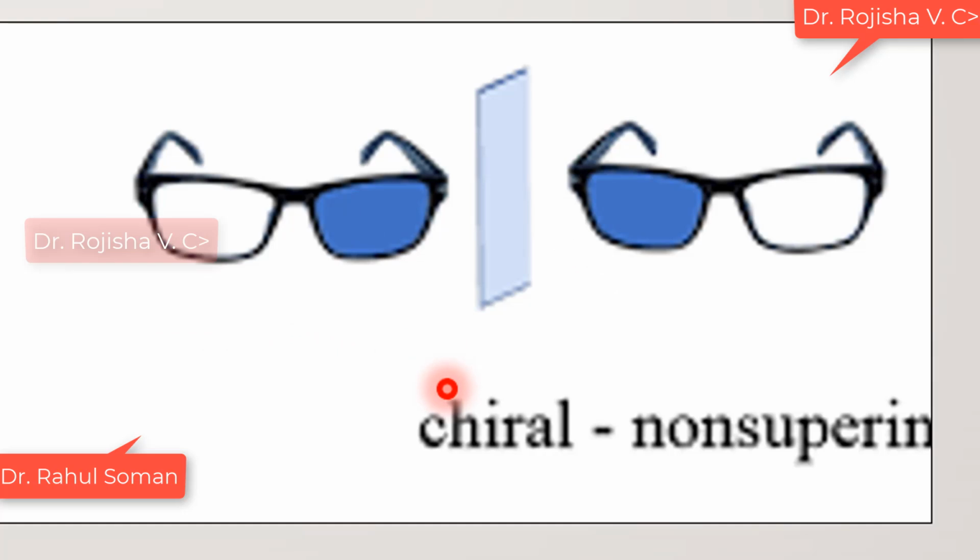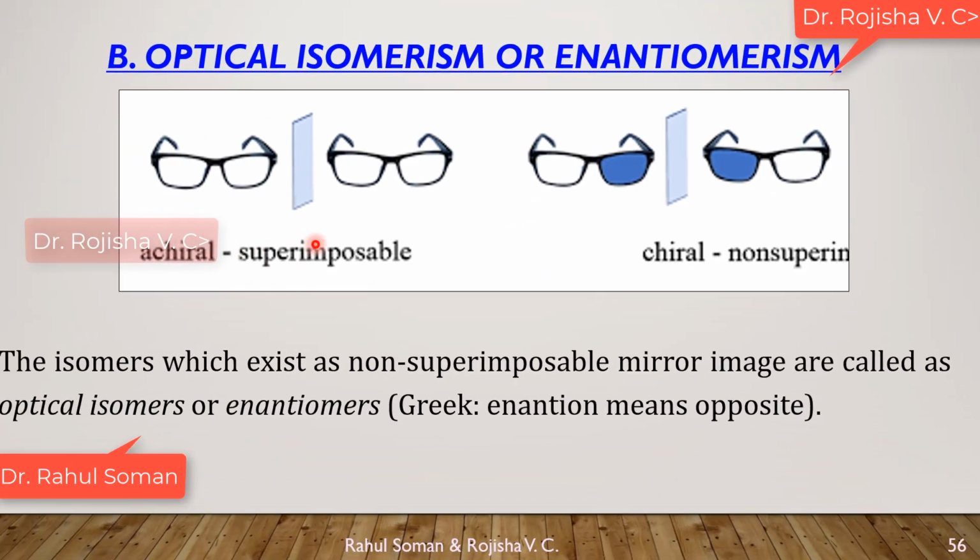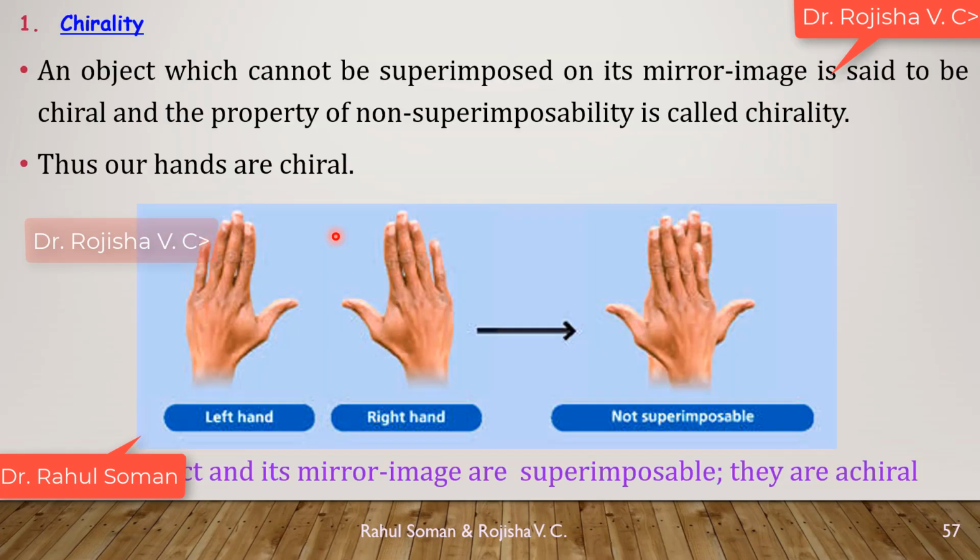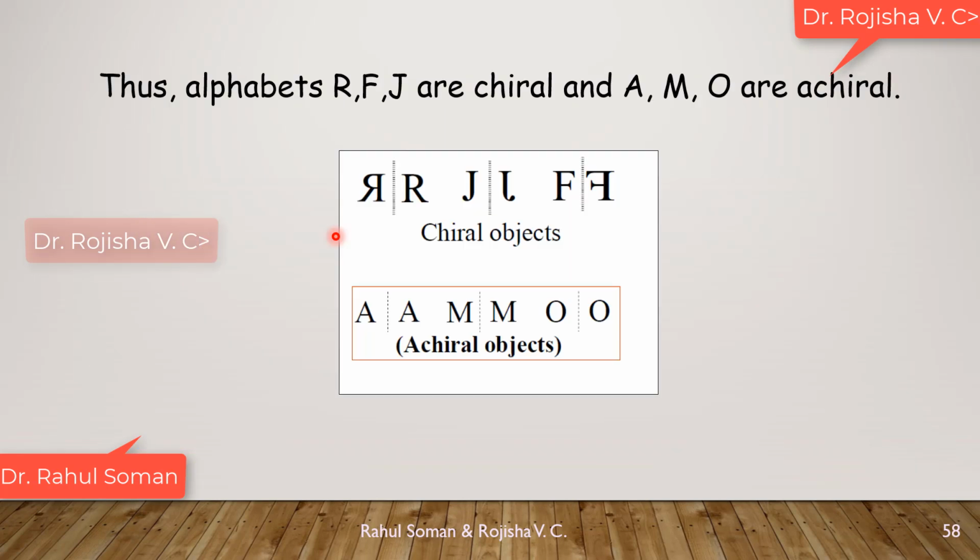Such objects are named chiral objects. Chiral objects will always be non-superimposable, because in this case the mirror image of the specs will have the blue portion coming at the left side, and if we keep that mirror image on the exact structure, the white and blue will come one over the other. So that is not a superimposable image. Okay, so chirality can be observed everywhere.